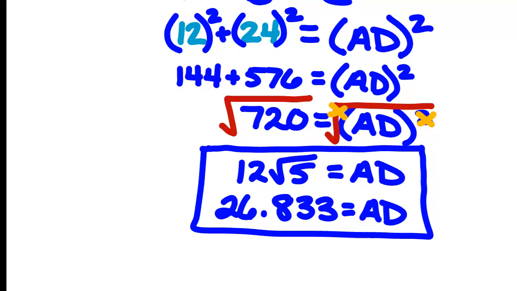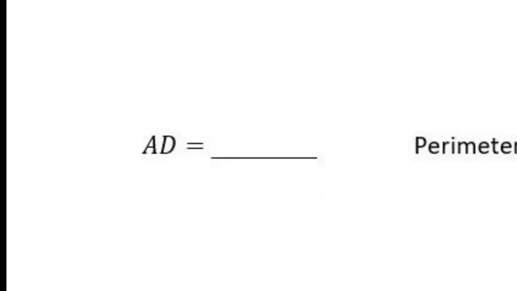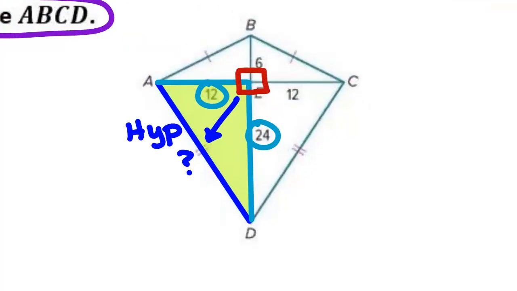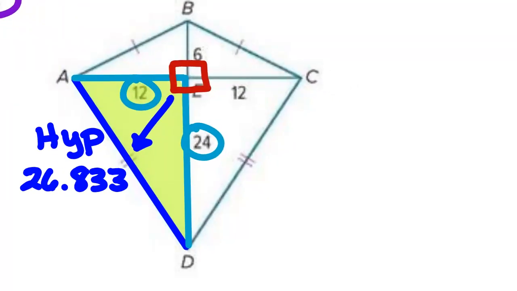All right, so we found the length of segment AD. This is 12 radical 5, or 26.833 in decimal form. So I'm going to go add that to my picture. This is 26.833. Now we need to find the perimeter. Do I have another side that's that same size? It depends on what it says. It depends on the question. CD, 26.833.